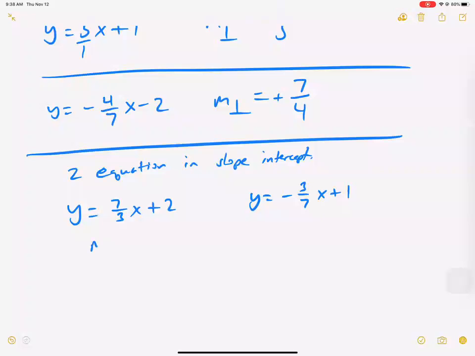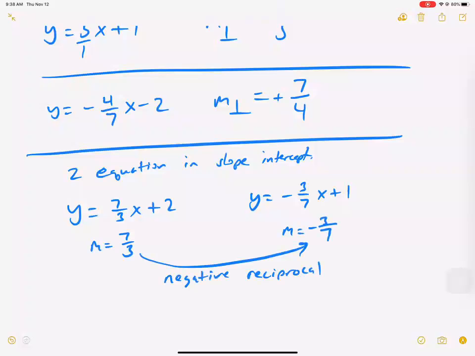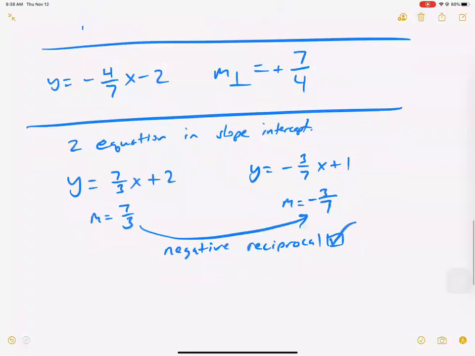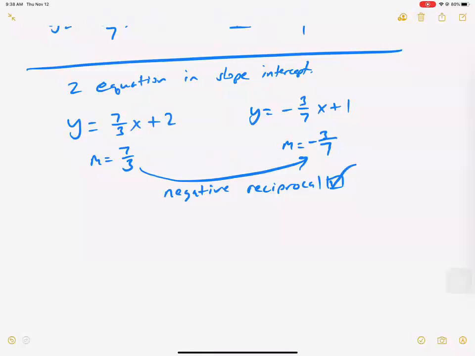The slope for my left line and my slope for my right line, 7 over 3, and the one on the right is negative 3 over 7. Would you say that they are the negative reciprocals of each other? Negative reciprocal. I flip 7 over 3 becomes 3 over 7 and stick a negative sign. Yeah. We can go backwards and forwards. If I take 3 over 7, flip it, that's 7 over 3, and the negative becomes a positive.